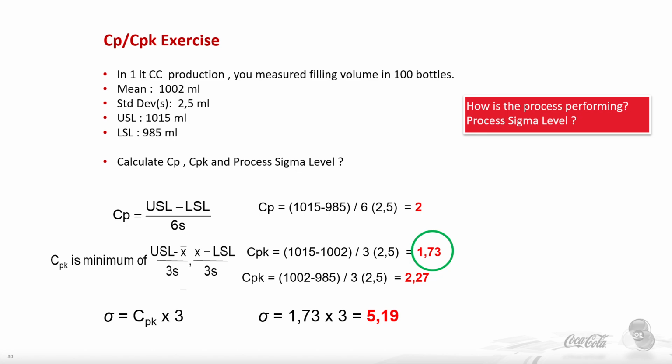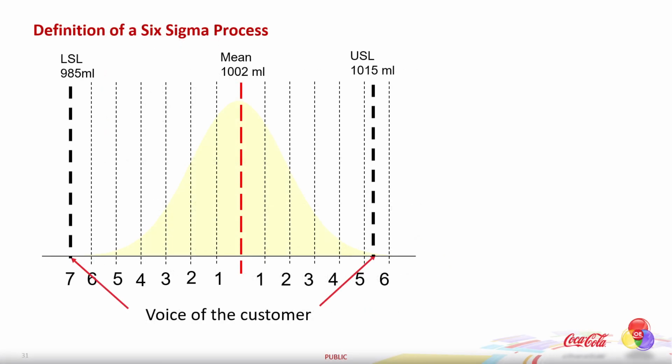We had an example of a production of a product of 100 bottles, and we had the values of mean, standard deviation, upper specification limit and lower specification limit. Then we had to calculate CP, CPK and process sigma levels. From this data we calculated these parameters through the formulas that we discussed last time. So we calculated that CP is 2, CPK is 1.73 and the sigma level of that process is 5.19.